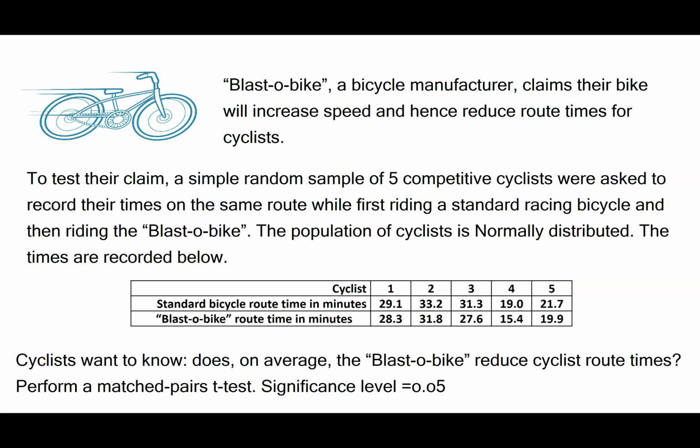They went ahead and took a sample of 5 competitive cyclists, and apparently a simple random sample somehow. They had a master list of all competitive cyclists somewhere.